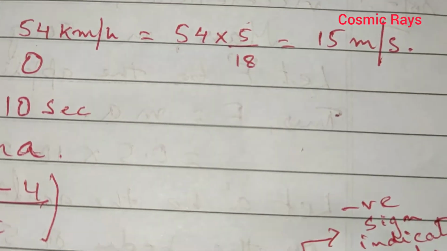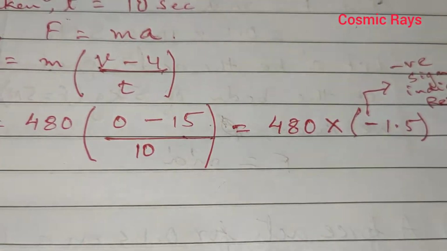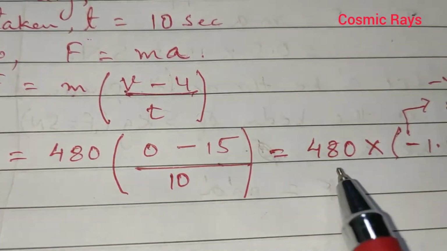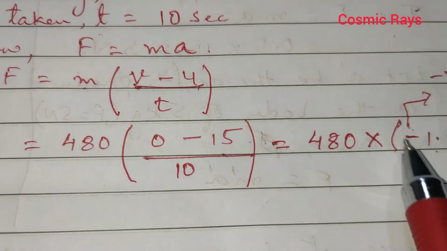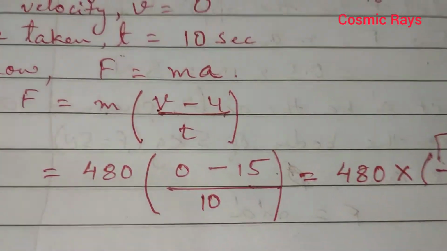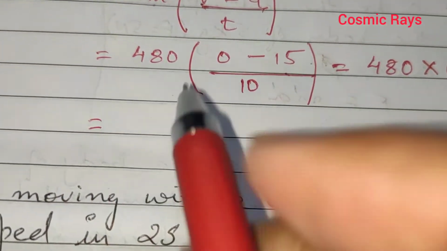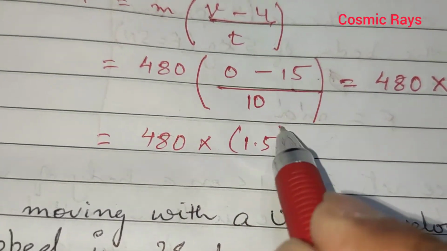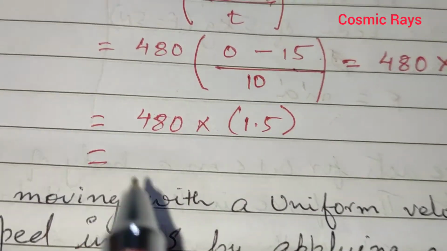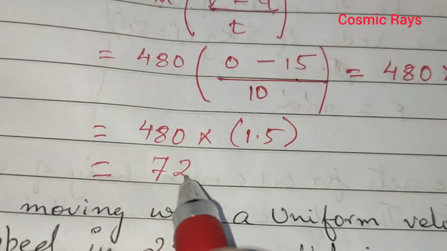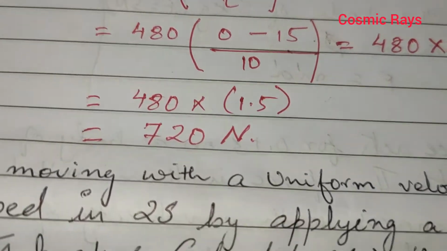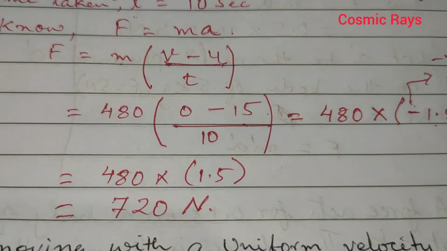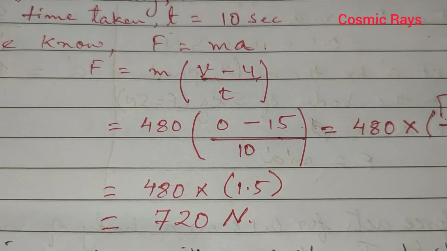So we can just ignore it. We will just know that the negative sign means retardation, and for finding out the value of force, we will simply multiply these two numbers and ignore the minus sign. So force is equal to 480 multiplied by minus 1.5, or 1.5, but we will ignore the minus. After multiplication you will get 720, and the SI unit of force is Newton. So you can just add one more line that the force applied is 720 Newton.